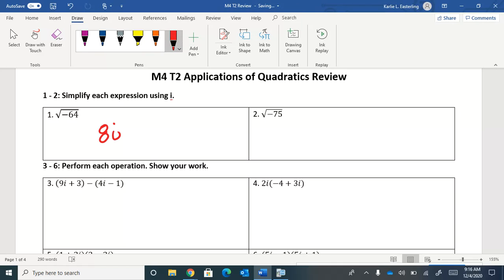For number two, the square root of 75 is not perfect, so what you're looking at here is the square root of negative 1 times the square root of 75. That negative 1 is where we get the i from. 75, you have to make a factor tree for. I did 5 times 15, and 15 was 5 times 3. So 5 times 5 times 3, pull out a 5, left with a 3. So your final answer is 5i square root of 3.